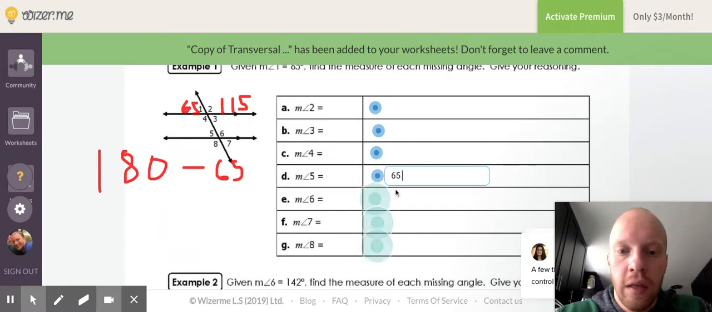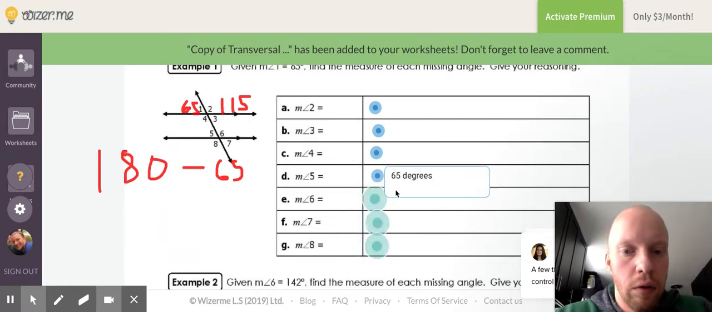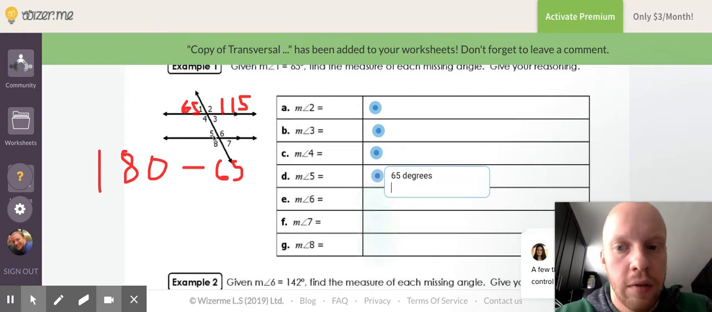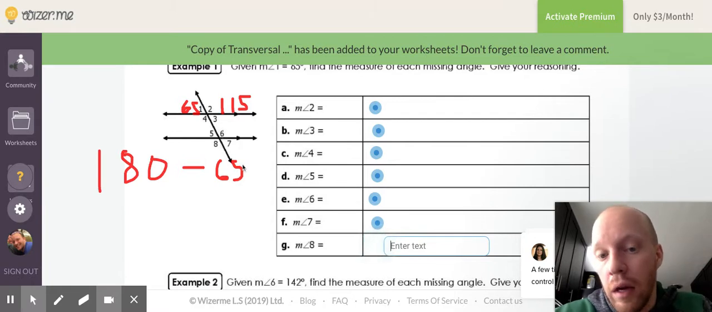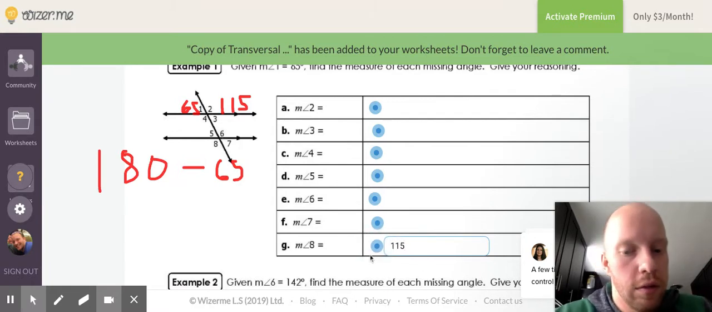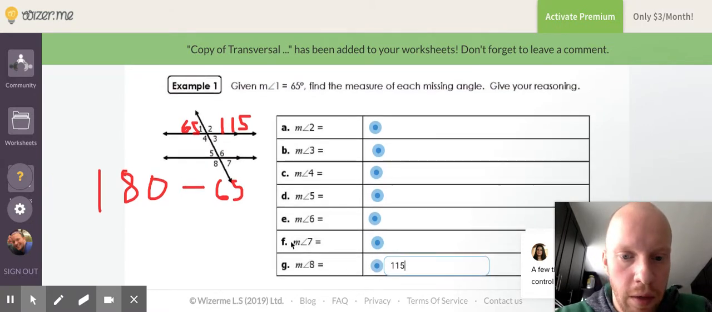And as you will see, once you get the first two, these actually become pretty easy because then again, 2 and 6, well, they're corresponding. 6 is also right here. It's also a linear pair with 5. So I'm going to just follow the same math. That's going to be 115 degrees. Angle 7 is going to be vertical with angle 5, so that's going to be 65 degrees. And angle 8 is going to be vertical with angle 6, so that's going to be 115 degrees. All right. So that's this first example that we just went over.